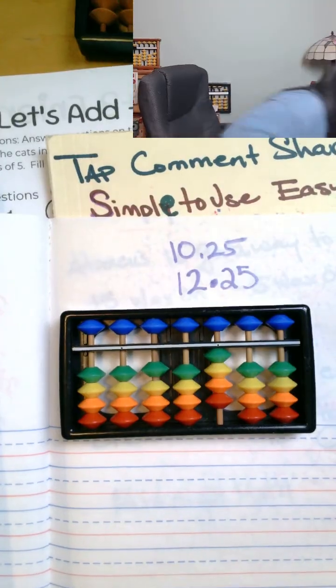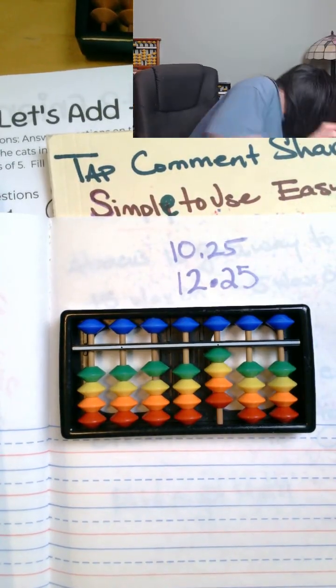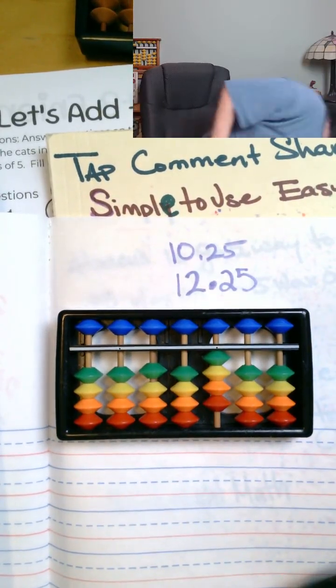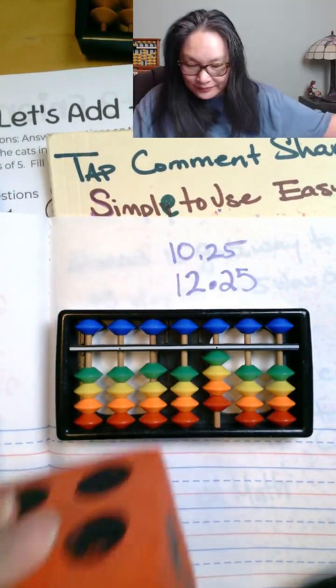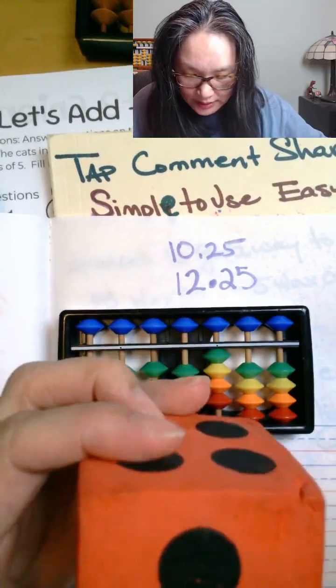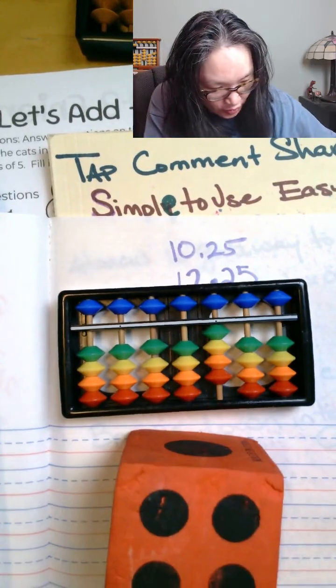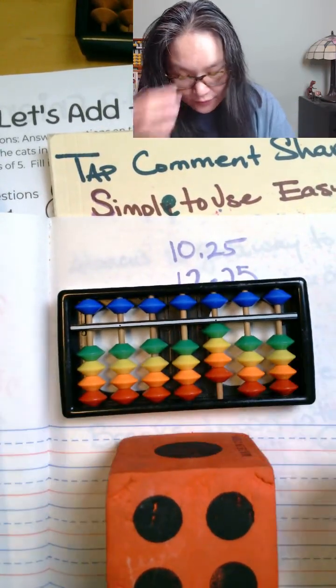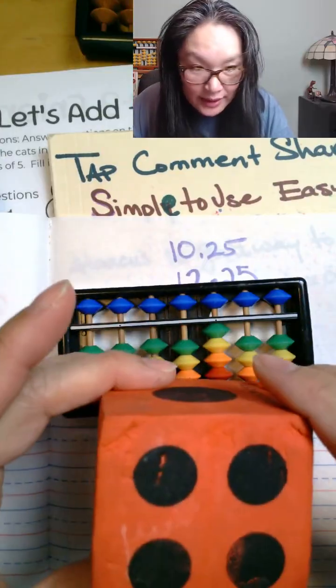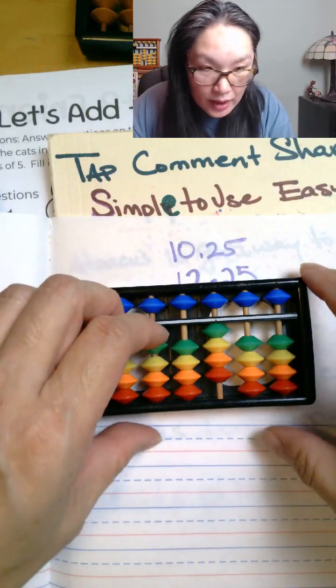Just like how we have a die. This is 6. No, this is 4. So just like how we have a die, this is 4. So on the abacus I have 4, on my die I have 4. Not a problem.